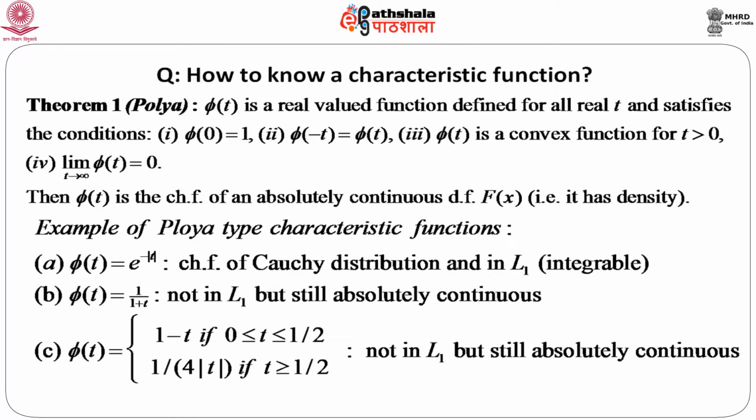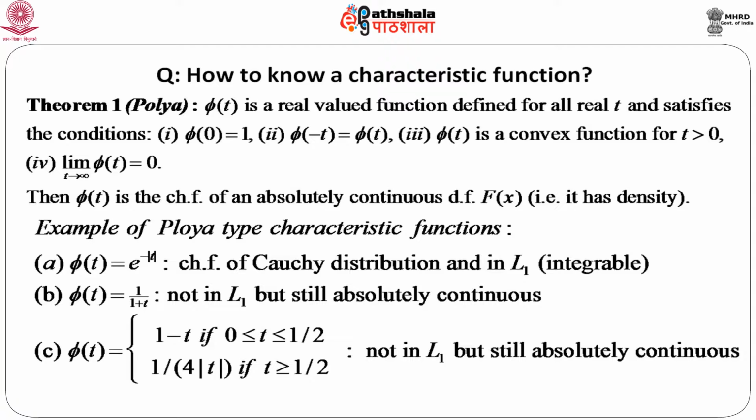Let us consider some examples. These we call Polya type characteristic functions. So, if we consider small phi t equals e to the power minus mod of t, we have seen that this is the characteristic function of a Cauchy distribution, and this is in L1, that means this function is integrable. If we consider phi t as 1 by 1 plus t, this is not integrable, this is not in L1, but it is still absolutely continuous.